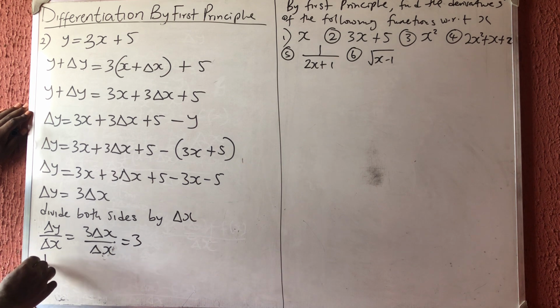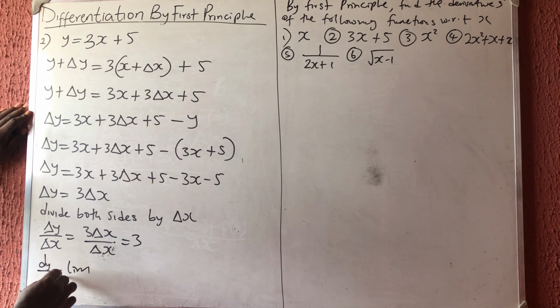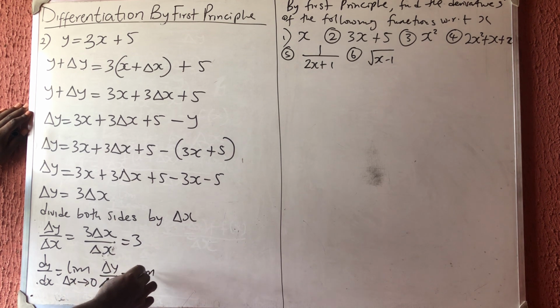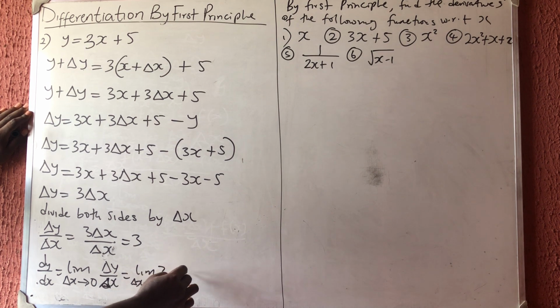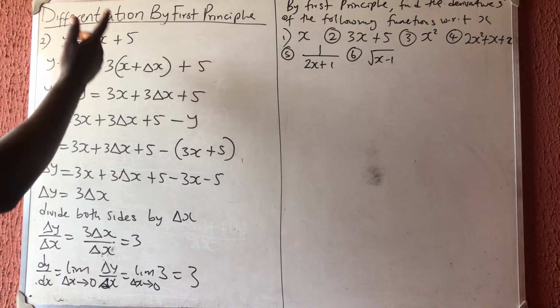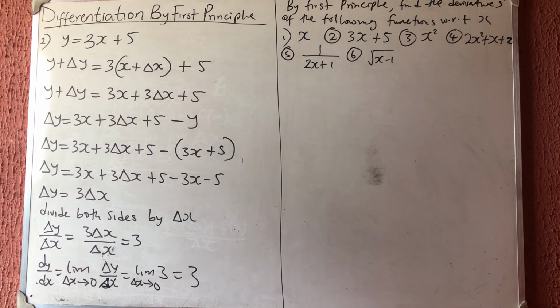3. So don't forget that your dy/dx is simply the limit as change in x approaches 0 of change in y over what? Change in x, which is what? The limit as change in x approaches 0 of 3, which the answer is what? 3. So the differentiation of this is 3. The differentiation of that is 3. So let's go to the next question.